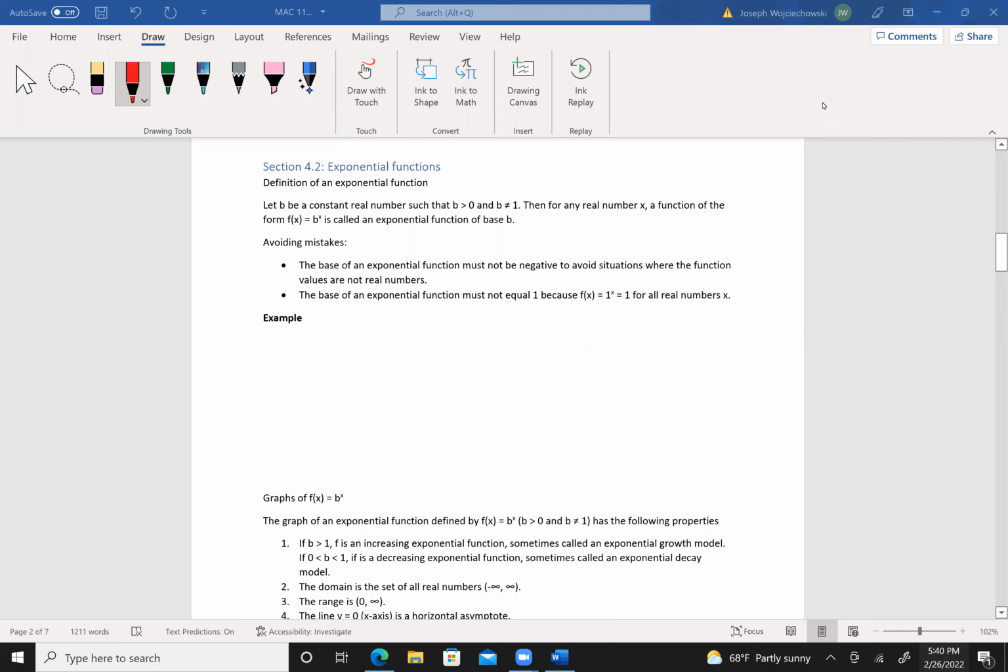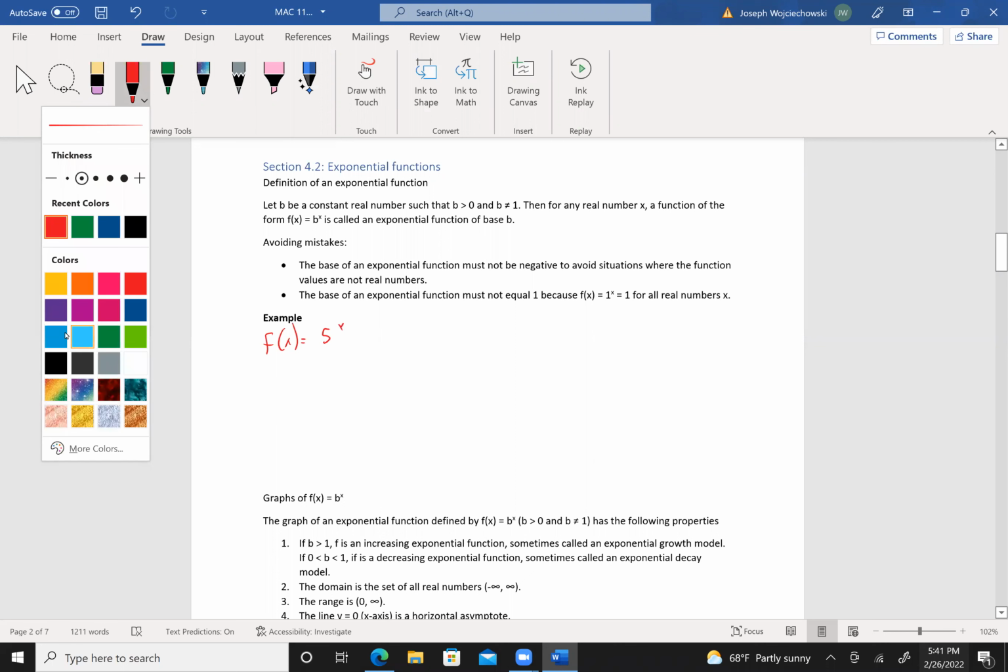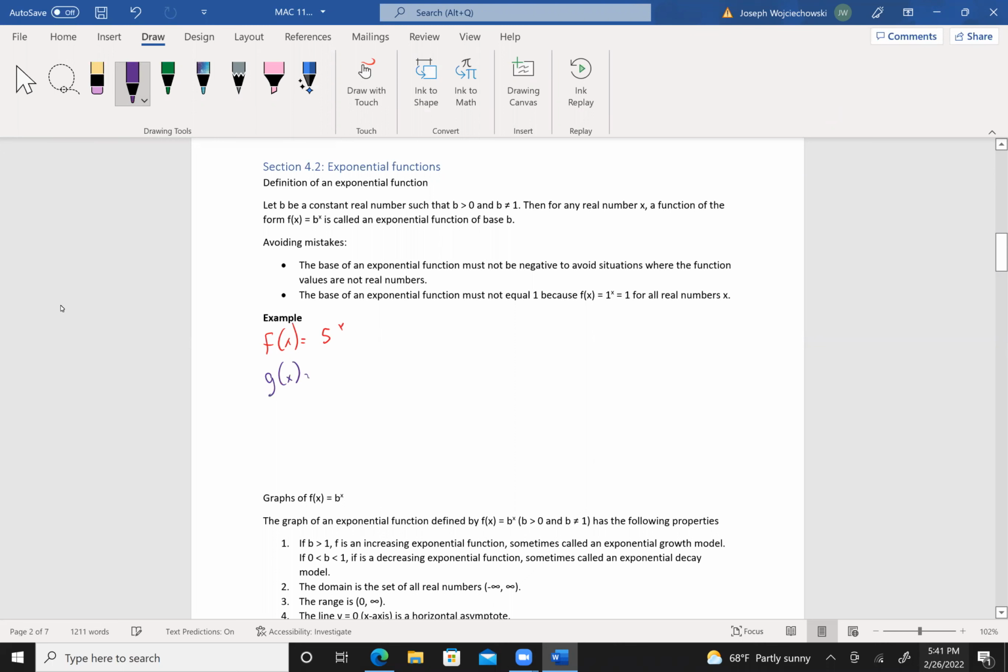So let's look at an example. Let's look at two examples. We'll look at f of x equals 5 to the x, and we'll look at g of x equals 1/5 to the x.